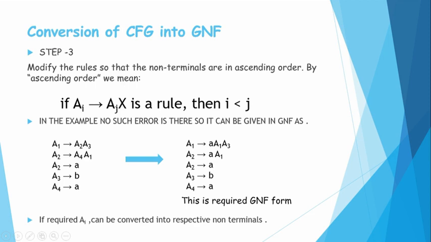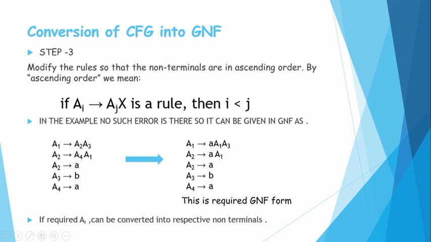So what will we do now? We will start substituting the values. Here A4 was A, A3 was B, A2 was A. So A2 was deriving A4 A1, where A4 is A. So here we substitute the value of A4, and A2 becomes deriving A A1. Now again A1 was deriving A2 A3, so substituting the value of A2, A1 becomes A A1 A3.